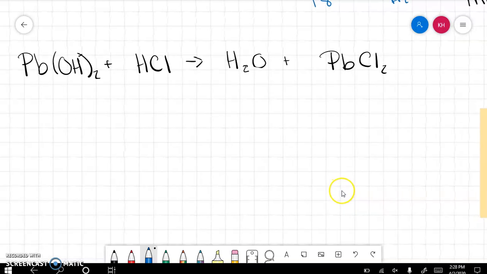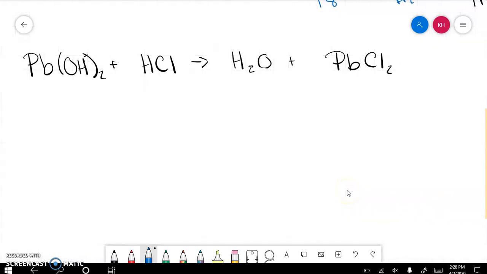So first things first, we have a new equation. We've got to balance it again. So I have 4 things I'm dealing with here. I've got lead, oxygen, hydrogen, and chlorine.